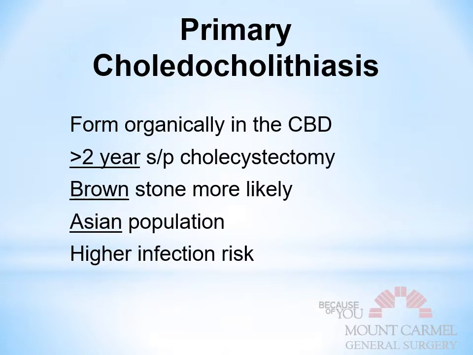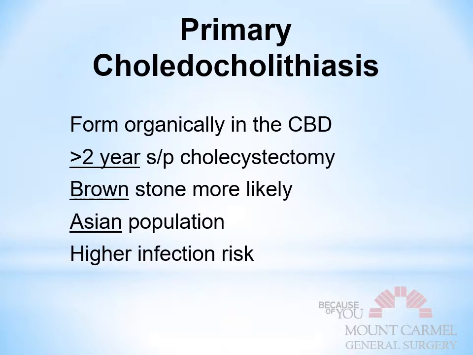The primary choledocholithiases are those that form organically in the common bile duct. Normally, we say it has to be at least 2 years. Some people use a 1-year cutoff, but 2 years status post cholecystectomy to say that, hey, this wasn't dislodged during the cholecystectomy itself. Normally, these are brown stones.